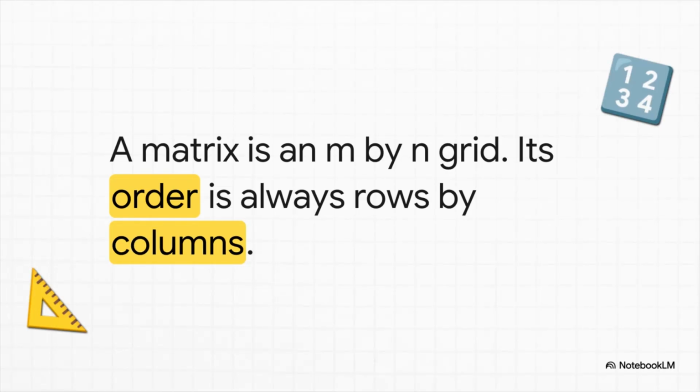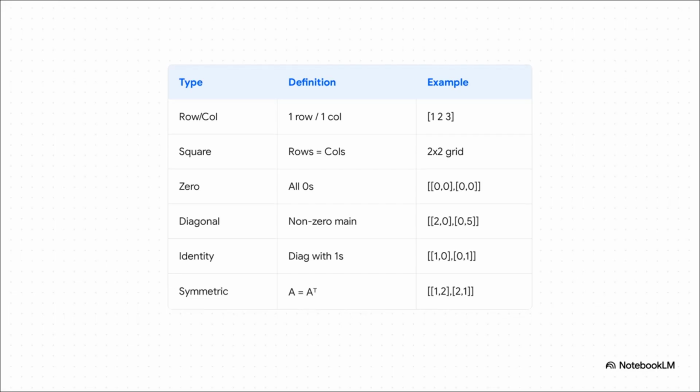At its core, a matrix is really just a rectangular grid of numbers. But here's the golden rule, and you've got to remember this. Its order is always rows by columns. Always. So, if you have a grid with 2 horizontal rows and 3 vertical columns, that's a 2 by 3 matrix. Honestly, getting this backwards is where most exam mistakes begin, so let's lock that rows by columns rule in right now.